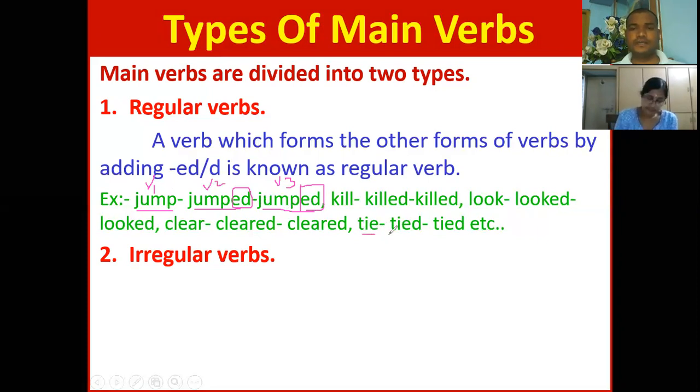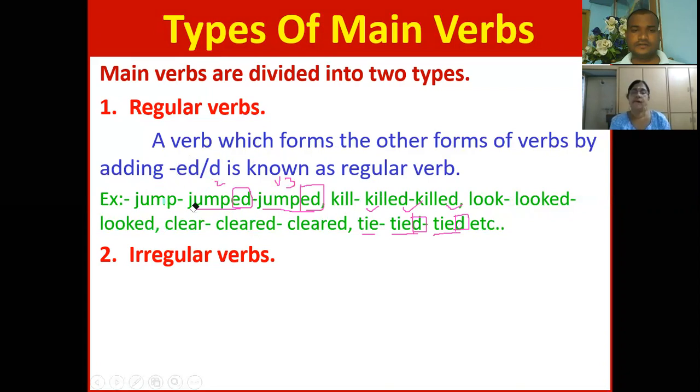Tie, tied. What did we add here? We just added only D. Superb. So now, what we need to understand is that by adding D or ED, if you are able to change from V1 to V2 and V3, those verbs are called regular verbs.